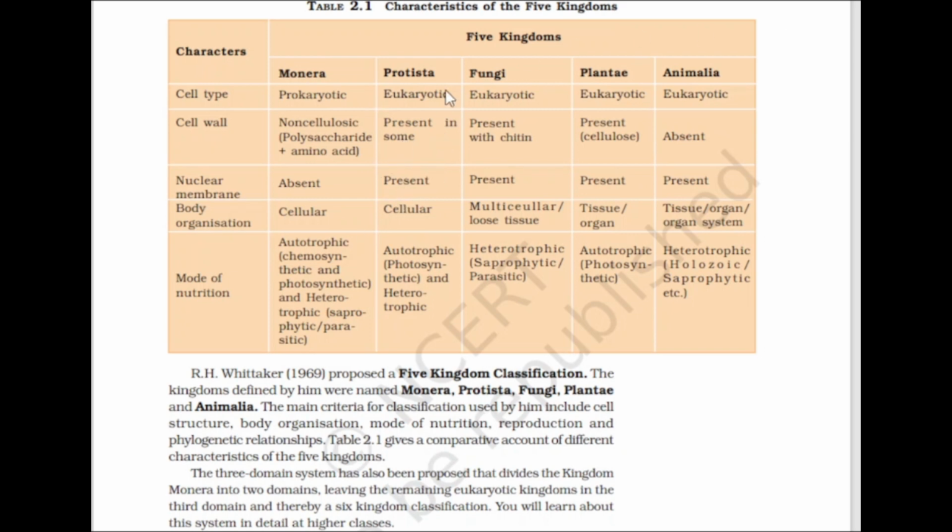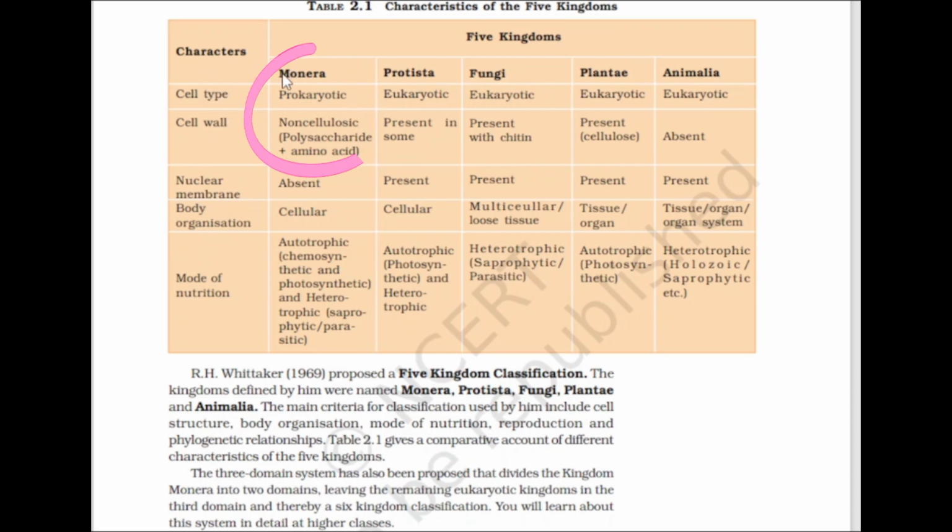Here in this table is the 5-kingdom classification. It was proposed by R.H. Whittaker in 1969. In one column we have characters, and in the other we have the 5 kingdoms: Monera, Protista, Fungi, Plantae, and Animalia. We will study each character independently here.